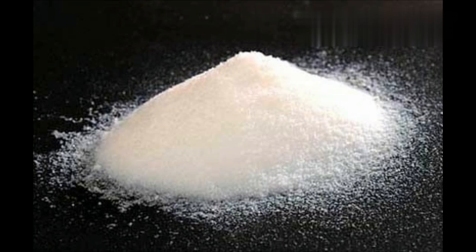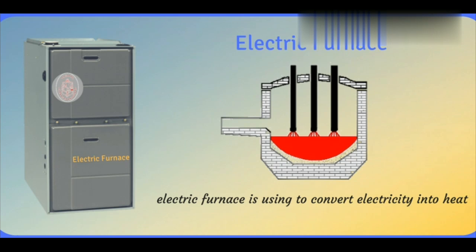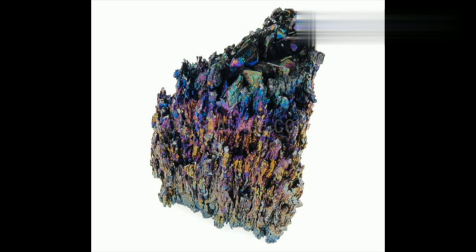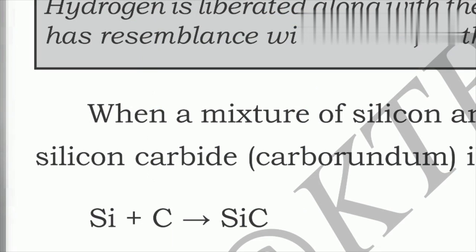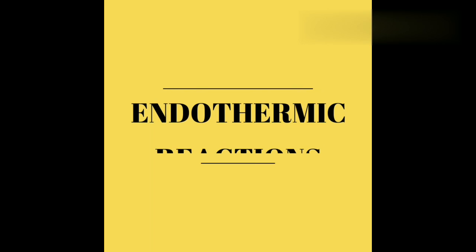When a mixture of silicon and coke is heated in an electric furnace, silicon carbide, that is carborundum, is formed. Si + C gives rise to SiC. This is an endothermic reaction since heat from the furnace is used for the chemical reaction.